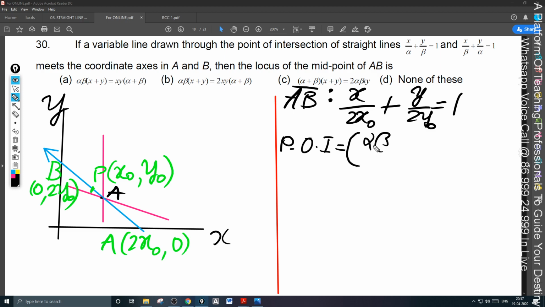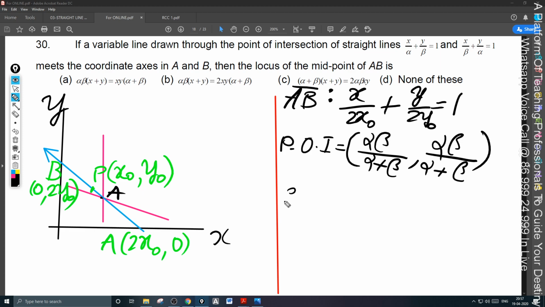Solve it, you will understand. Solve it by the cross multiplication method, then you will get the point of intersection of these two as alpha beta by alpha plus beta, comma, alpha beta by alpha plus beta. So this line passes through this point.